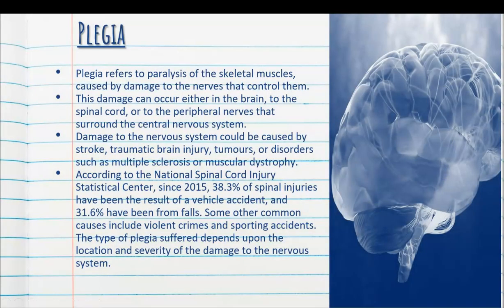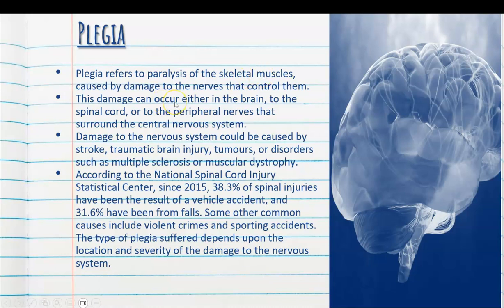So now looking at plegia. So plegia refers to paralysis of the skeletal muscles caused by damage to the nerves that control them. So it's important to note here that the actual limb itself is fine. The actual damage is the nerves or the spinal cord that control them. That's actually where the damage has occurred.